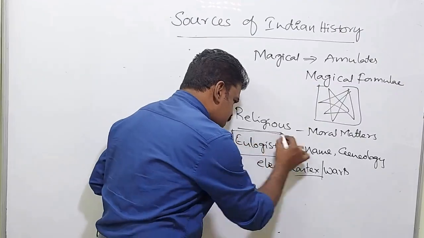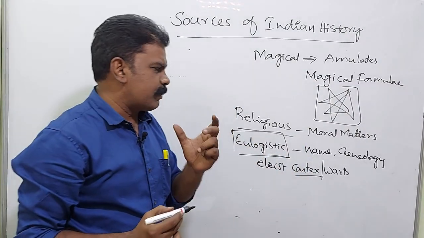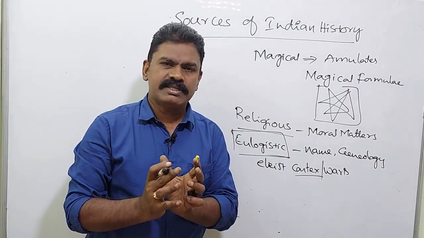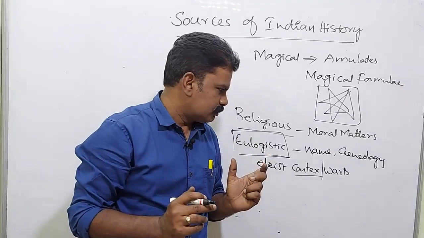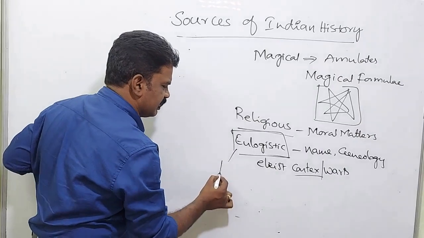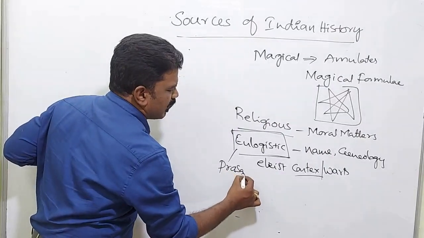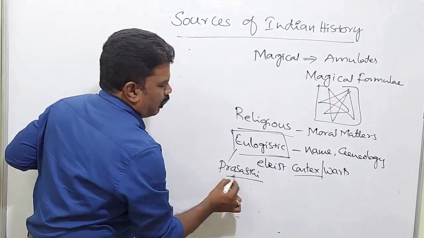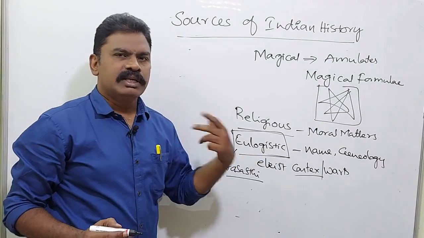These eulogies speak about the victories and achievements of the ruler. For example, the Allahabad inscription. This is also called prasasti. A eulogy is also called prasasti. It is more than an inscription.